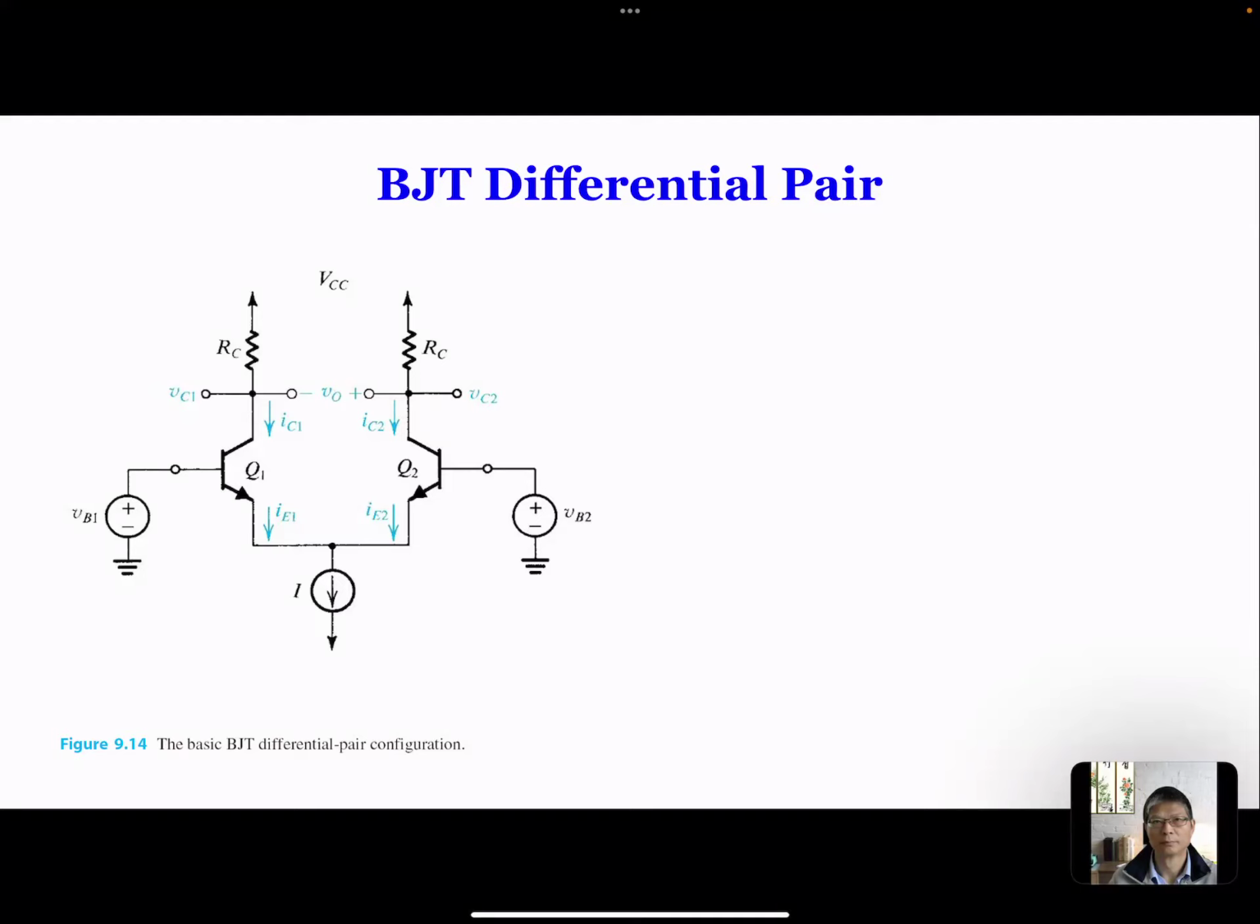Eventually, each base is going to connect to an input, or you connect the input between these two terminals. We'll see why we call it differential. So when you have this connected, each has an input, and then this one is the current source at the bottom.